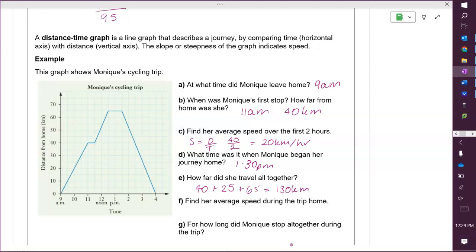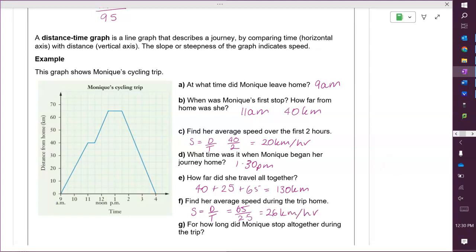Find her average speed during her trip home. So again, we're using our speed equals distance over time. So her distance on her return journey, so she travelled 65 kilometres home. And it took her, if we look at when she left at 1:30, so we go, there's 1 hour, 2 hours, 2.5 hours, so over 2.5. And that tells us she's travelling roughly 26 kilometres per hour on her way home.